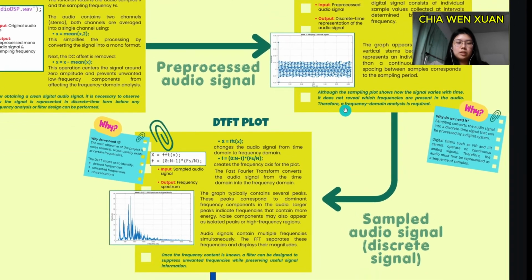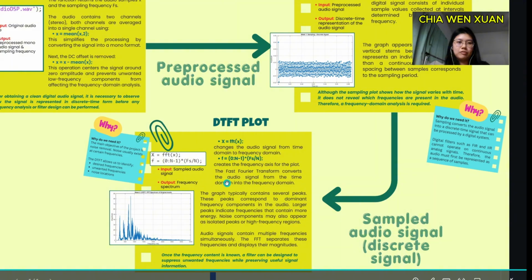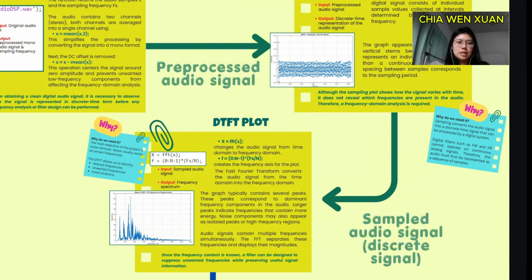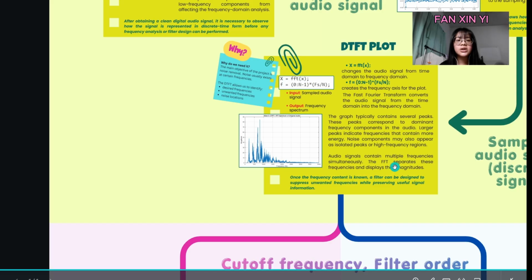However, the time domain signal does not reveal the frequencies present in the audio. Therefore, we apply the DTFT to transform the signal into the frequency domain. The resulting spectrum shows the dominant frequency components and helps us identify unwanted noise frequencies. Based on this frequency analysis, we can determine an appropriate cutoff frequency and design suitable FIR and IIR filters for noise removal. Based on the frequency information obtained from the DTFT analysis, a cutoff frequency of 1800 Hz was selected.